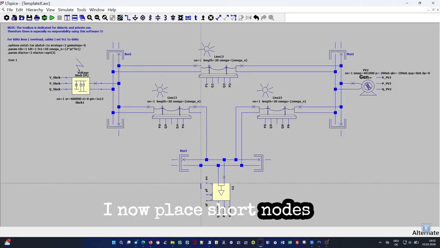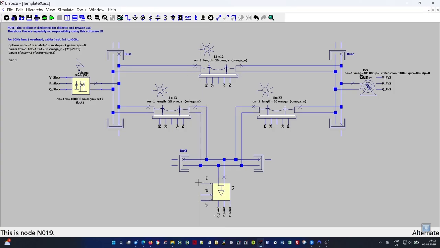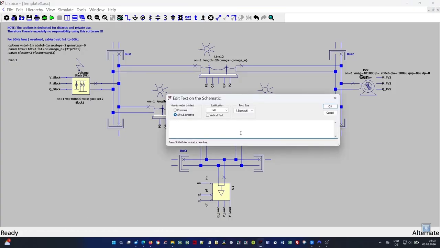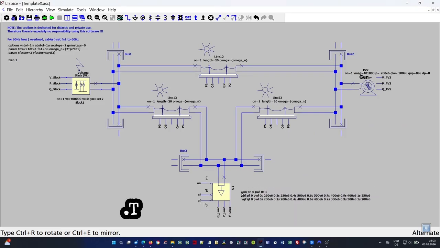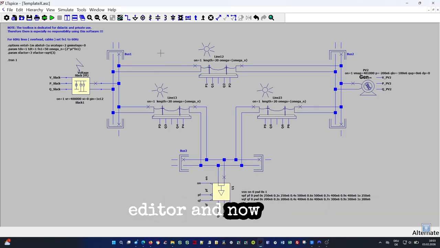I now place short nodes on the control pins of the load and name them PF and QF. These control pins must now be connected to the controlling voltage sources. I enter these PWL, piecewise linear voltage sources as SPICE directive, the .T symbol in the menu. I have already prepared these lines in an external editor and now paste them into the circuit. Now I start the simulation again.